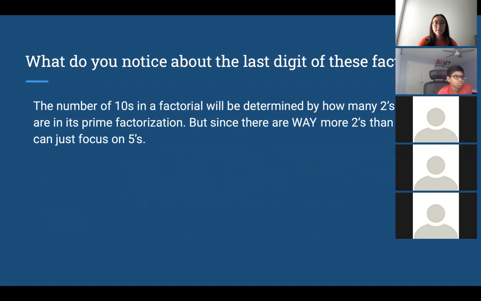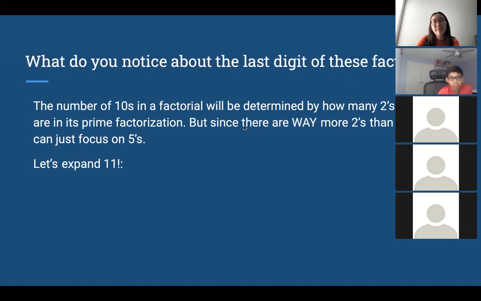The number of tens in a factorial is determined by how many 2s and 5s are in its prime factorization. There are going to be way more 2s than 5s because there are more even numbers than numbers divisible by 5. So 5 is our limiting factor here, and it determines how many tens are in the factorial.